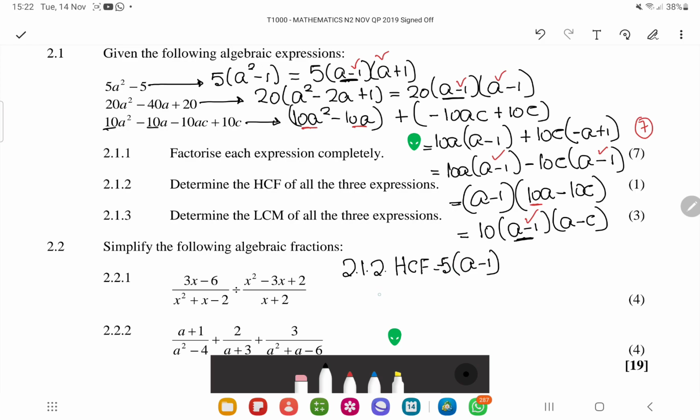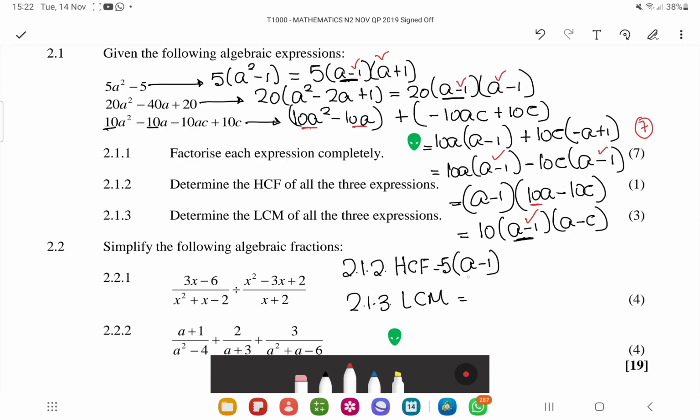Then we're going to talk about LCM. That is 3 marks, 2.1.3. Then we have LCM. So remember, when we talk about the LCM, basically we are going to write everything. So now I'm going to start with what is outside the term. Whatever that is outside the term, in all of these terms, it's 5, 10, and 20.